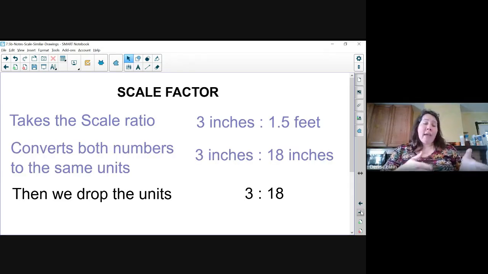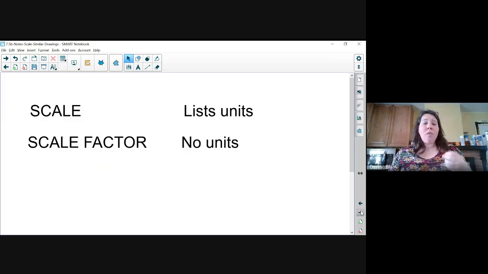So the scale is 3 inches to 1.5 feet. Our scale factor is 3 to 18, where both of them are inches. So for every 3 inches of our model, it represents 18 inches of the actual. And then we will simplify this if it's able to be simplified, where this one is, and it simplifies down to 1 to 6. So the scale, it lists the units.